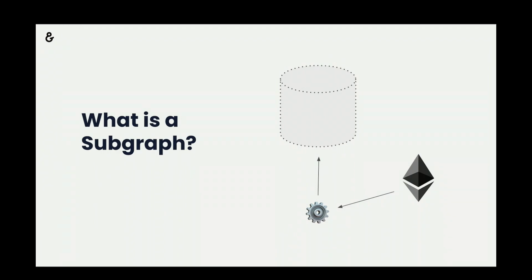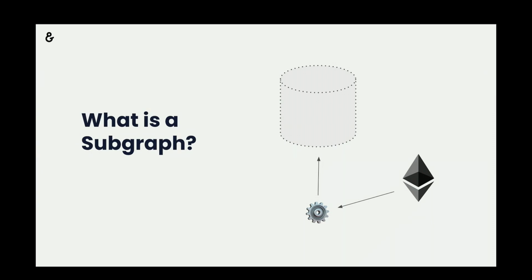And then second, you have a mapping. A mapping is an instruction set telling the graph node how to extract that data from the blockchain. So you say which contracts I'm interested in, which events on that contract I'm interested in, what should I do if I see these events. And then we write that code that gets the data out of the blockchain and stores it into the database, so we later on have it available for quick retrieval.